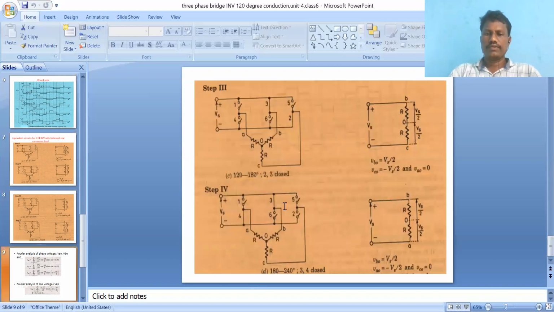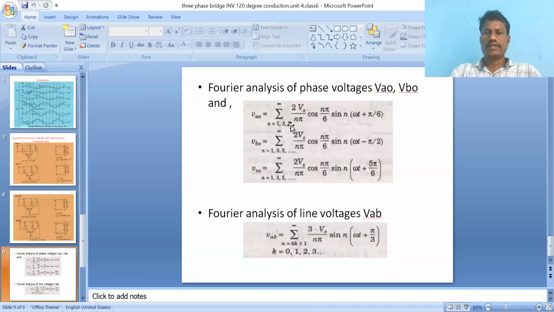After applying Fourier analysis to the phase voltages VA0, VB0, VC0, we get VA0 equal to sigma n equal to 1, 3, 5 and so on to infinity of 2 Vs by n pi cos n pi by 6 sin n into omega t plus pi by 6. VB0 is equal to 2 Vs by n pi cos n pi by 6 sin n into omega t minus pi by 2. VC0 is equal to 2 Vs by n pi cos n pi by 6 sin n omega t plus pi by 6. The line voltage VAB is equal to VA0 minus VB0, which gives 3 Vs by n pi sin n into omega t plus pi by 3.